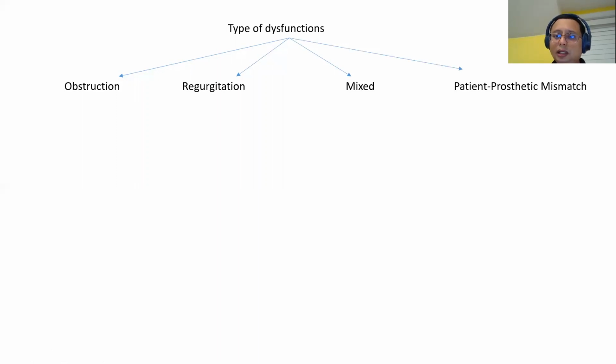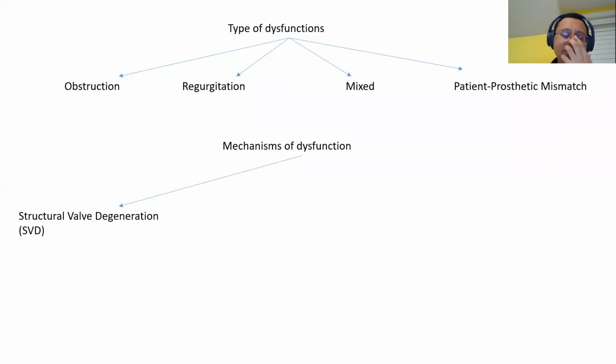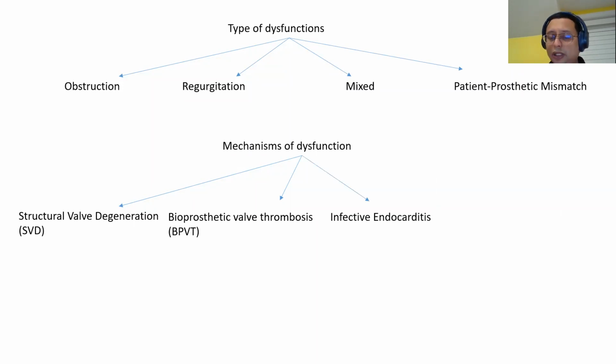Okay, once we get that, of course, we look at the echocardiogram, then we want to know what is the mechanism of dysfunction. So is it structural valve degeneration? Is it thrombosis, be it mechanical or prosthetic? Is it infective endocarditis, or is it patient prosthesis mismatch? So the type and also the mechanism of dysfunction.